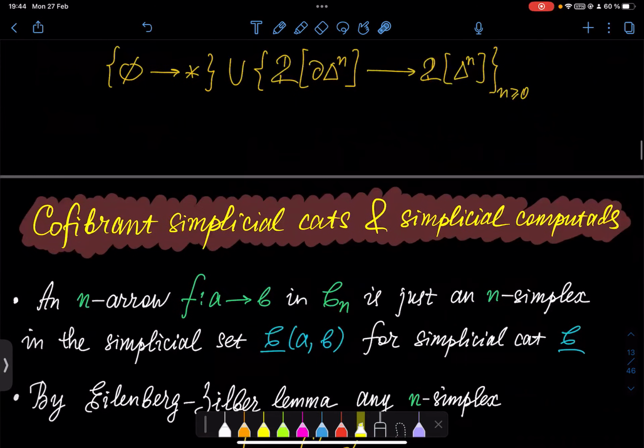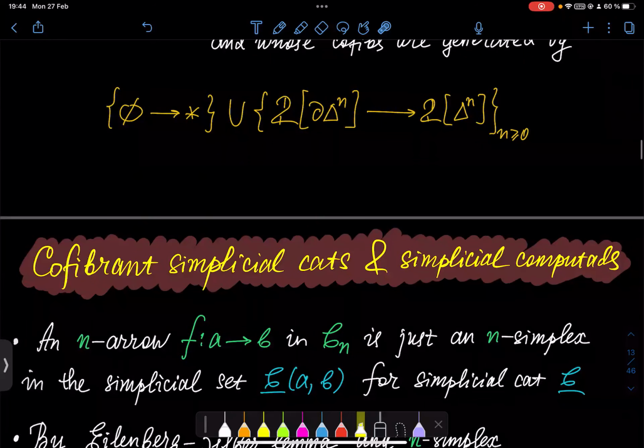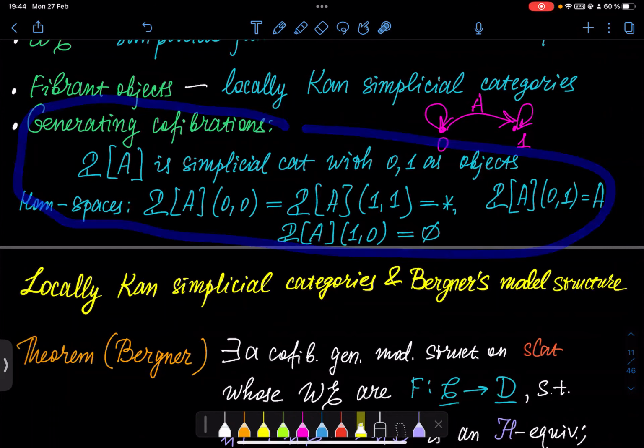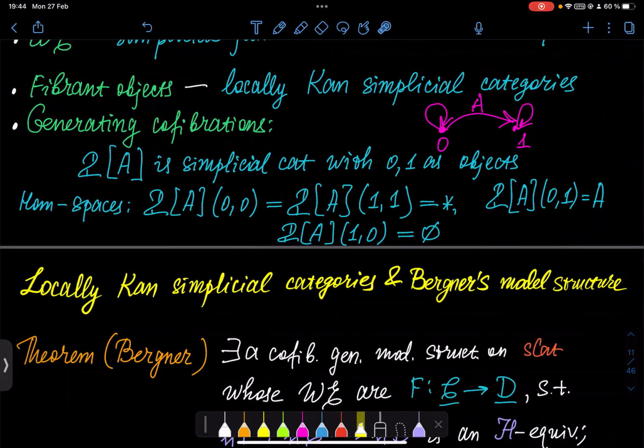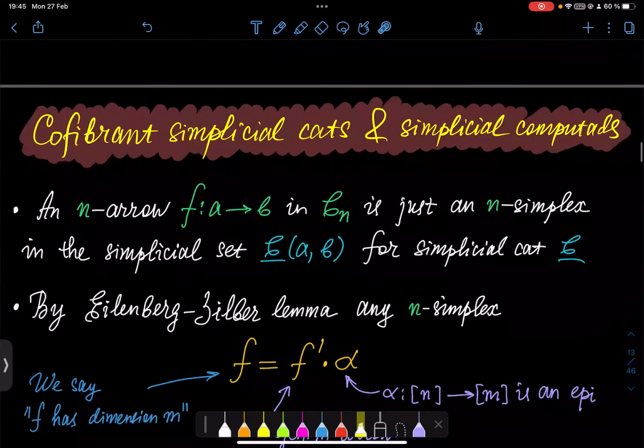Now, to define more fruitfully the notion of cofibrant generating morphisms, we want to find a convenient way to work with these sets, and it turns out that generating cofibrations can be described in a more convenient way by means of so-called simplicial computads.